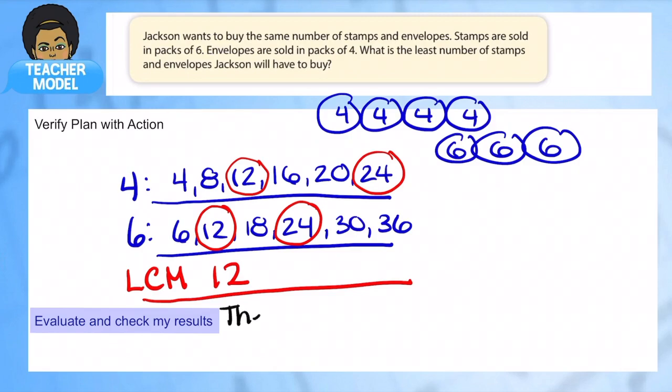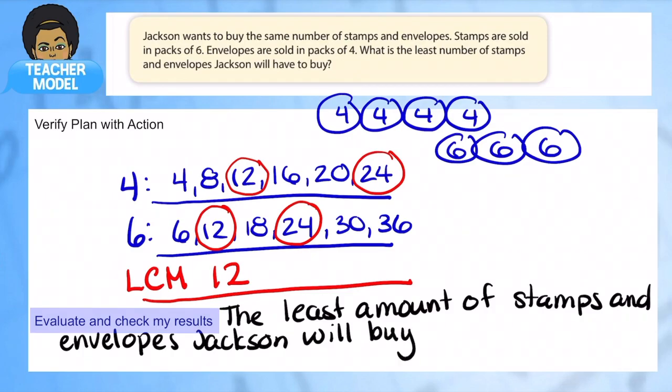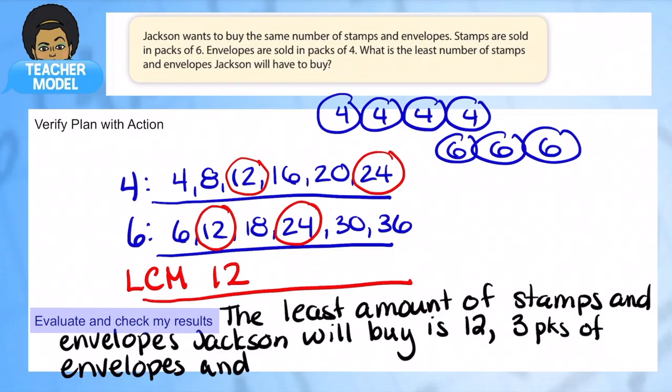So let's restate that. The least amount of stamps and envelopes Jackson will buy is 12. Now I'm even going to put a comma. That means 3 packs of envelopes and 2 packs of stamps.